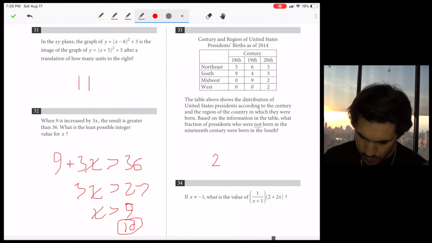And what percent of them were born in the South? 12, because 9 plus 3 is 12, which gives us 1/2.